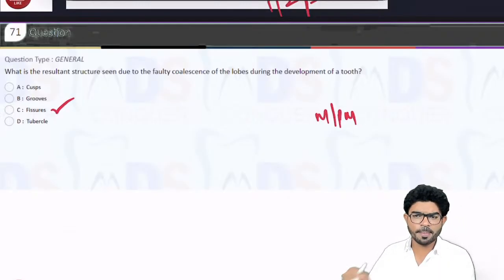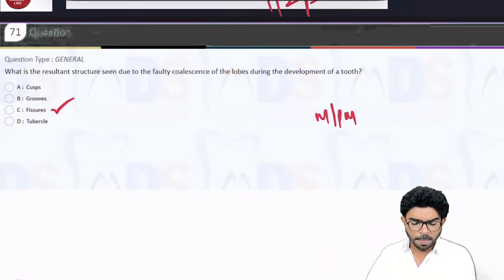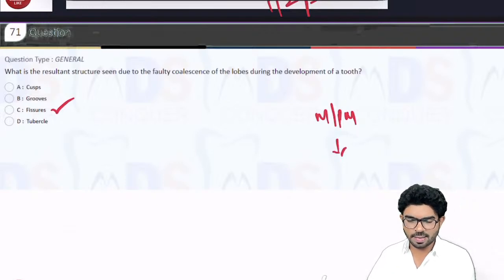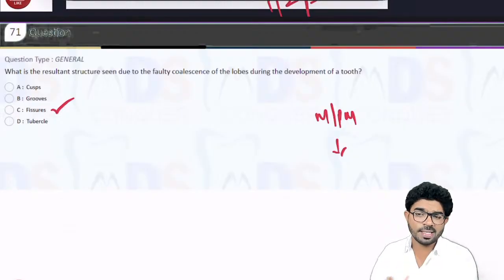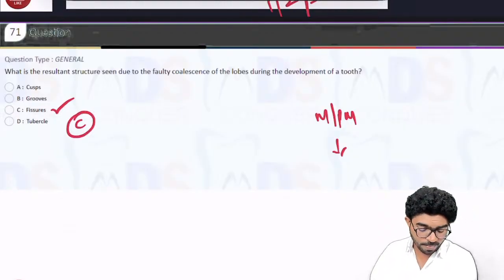Okay. Sometimes pits will be present on anterior teeth also, but fissures are present mostly in the posterior teeth, that is your premolars and molars, and they are basically responsible for initiation of dental caries. All your dental caries are going to start in this pit and fissure area. So they are basically asking the definition of fissure. The answer for 71 is option C.